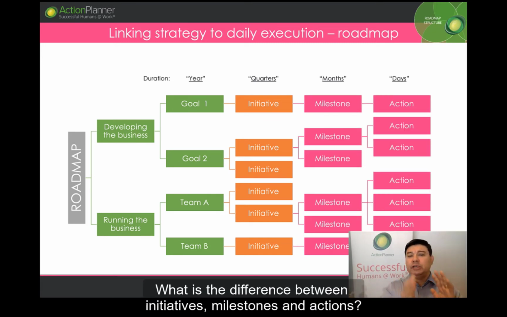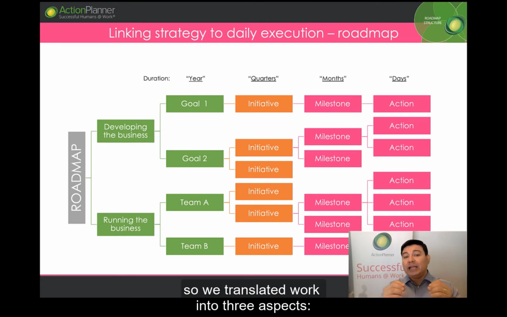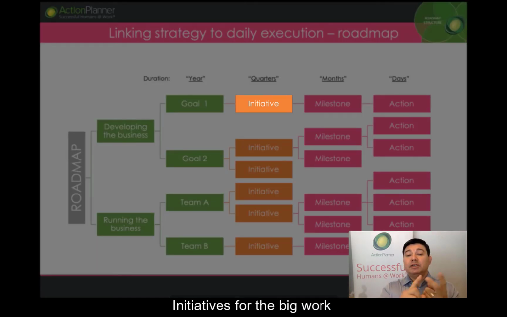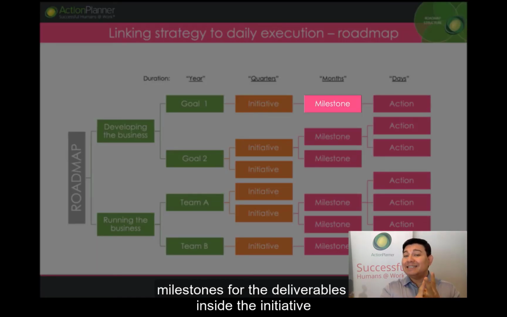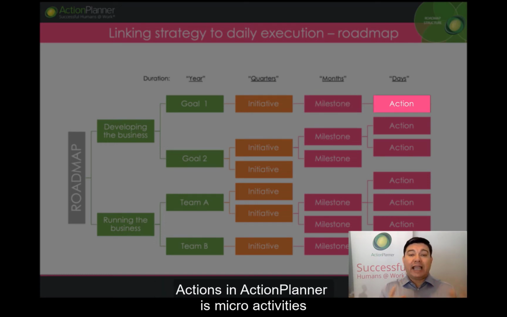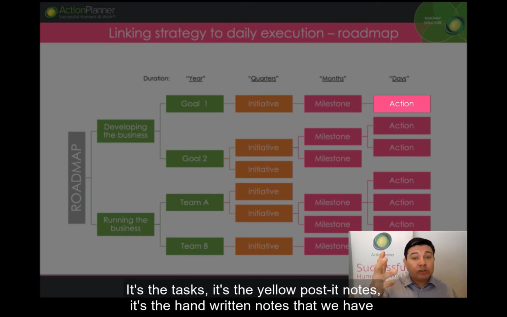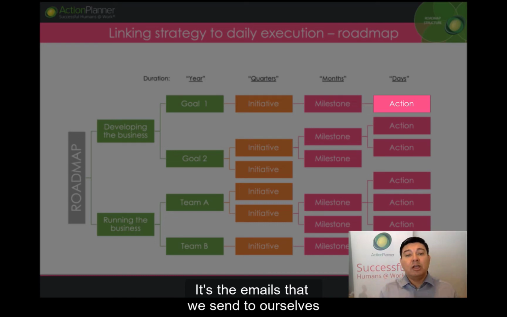And what is the difference between initiative, milestones, and actions? It's the complexity. So we translated work into 3 aspects. Initiatives for the big work, milestones for the deliverables inside the initiative, and then for the micro level, you have actions. So actions in Action Planner are micro activities. It's 5-10 minute things. It's the reminders, it's the to-dos, it's the tasks, it's the yellow post-it notes, it's the handwritten notes that we have, it's the emails we send to ourselves. All of those would be examples of actions.